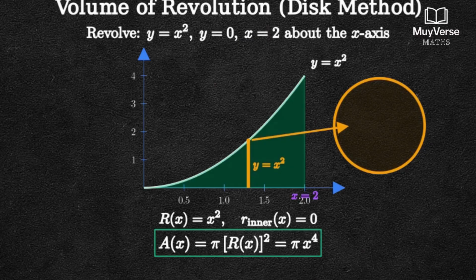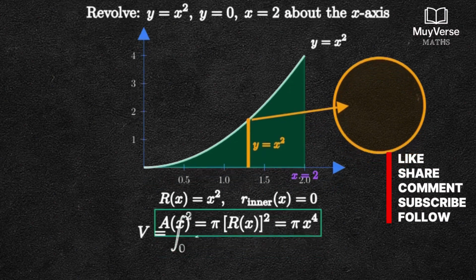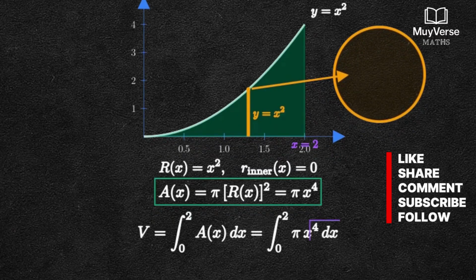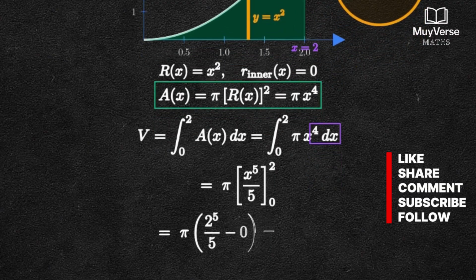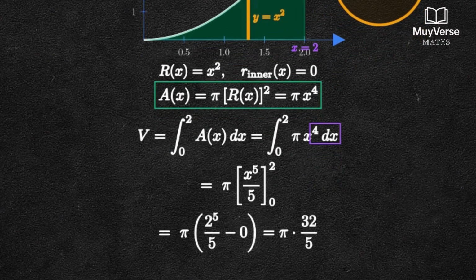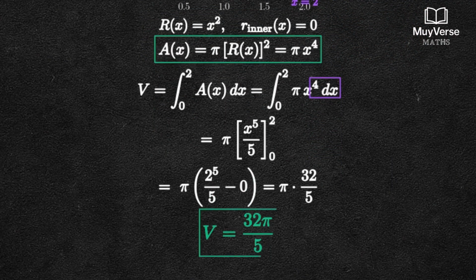Step 3. Write the volume integral. We add up all of those disk areas from x equals 0 to x equals 2. So the volume equals the integral from 0 to 2 of pi times x to the 4th, dx. Step 4. Compute the integral. The antiderivative of x to the 4th is x to the 5th over 5. Evaluate from 0 to 2 to get 32 over 5. Multiply by pi to get the final volume.